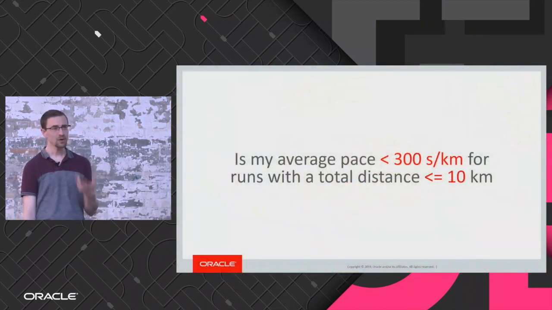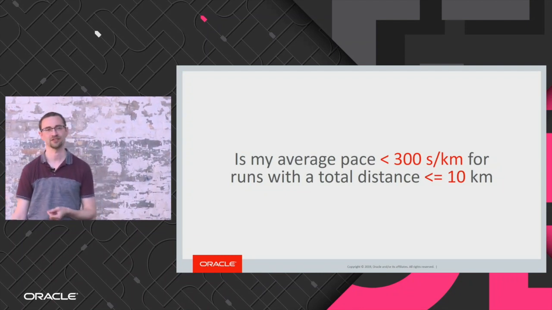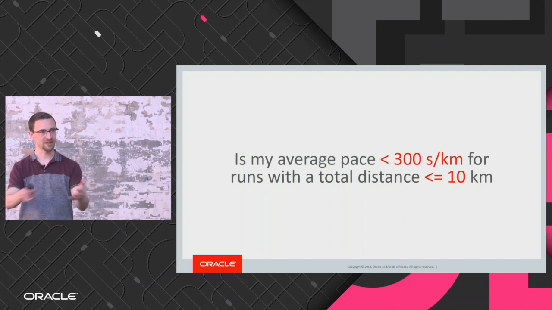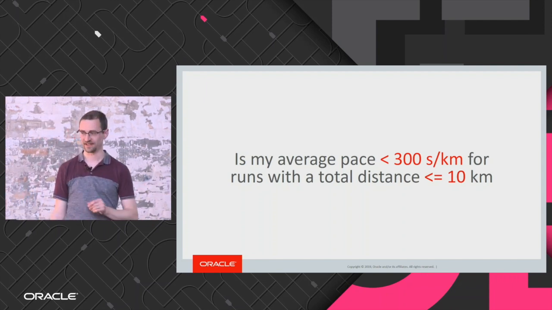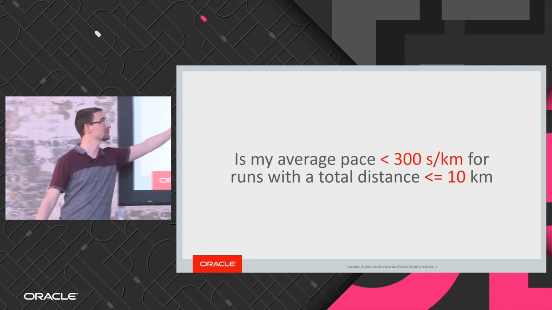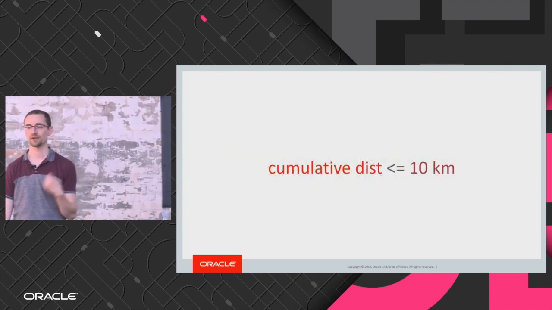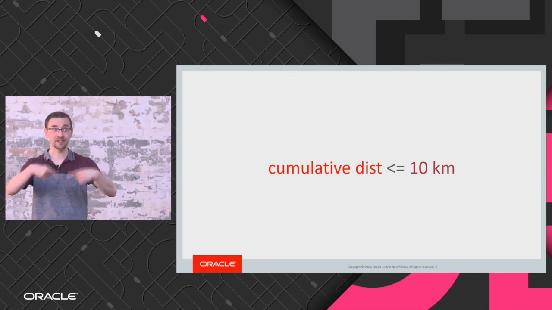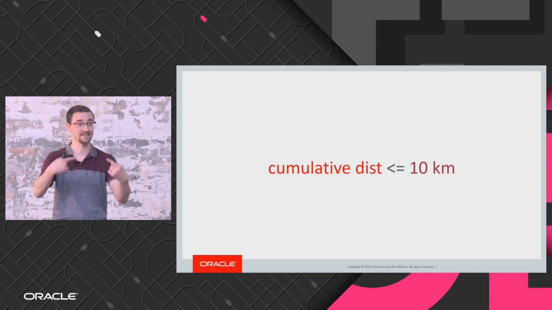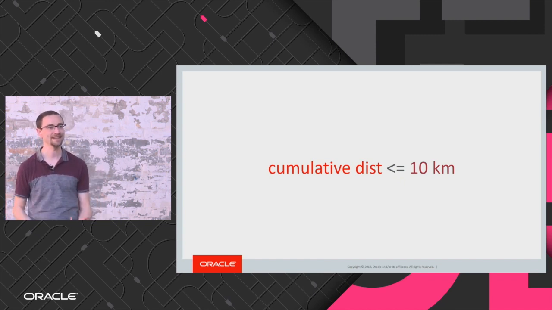So what I want to do is find my average pace, and we'll move it to seconds, that's what we've been using so far. Is that under 300 seconds a kilometer for runs that sum up to a distance of up to 10K? So what are we doing here? Well, the pattern variable here is runs with a total distance of 10K. We want to group those together. We want to get rows where the cumulative distance is less than 10, and they all fall in the same group. So cumulative distance, we're adding things up.